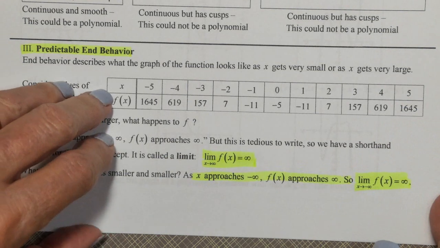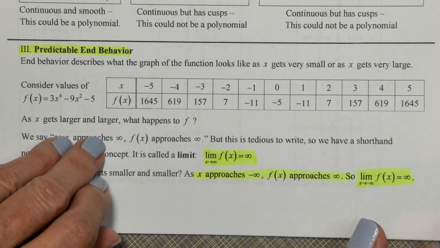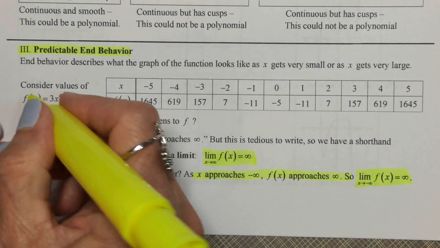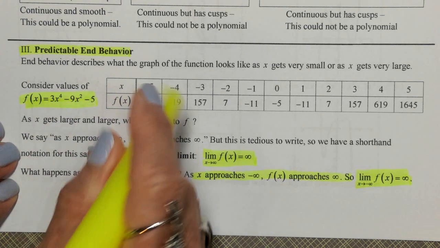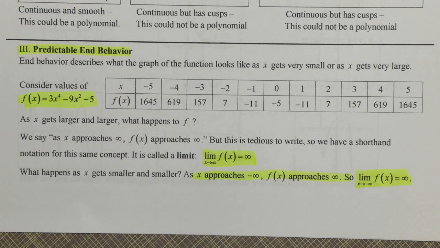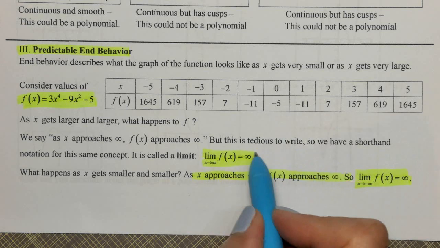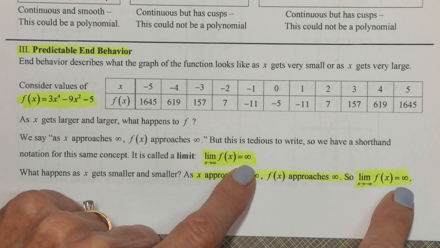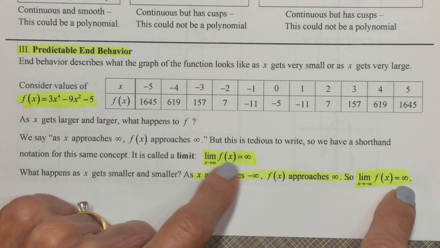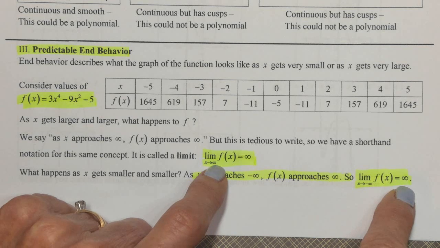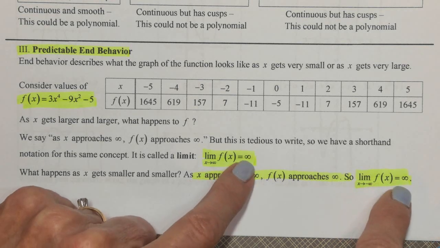So, that was true of this fourth degree polynomial. That was true of that fourth degree polynomial. Notice that we did have some negative values in here, right? Even though both functions go to positive infinity as x approaches infinity or negative infinity, however, not everything is even positive.